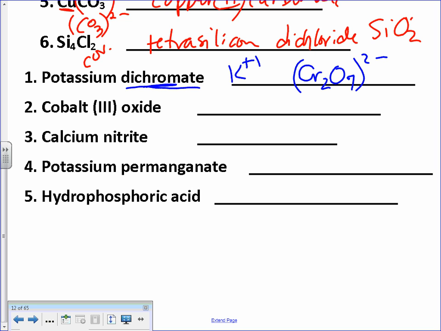So what do you get when we put it together? K2, parentheses, Cr2O7. And you don't have to put the parentheses, but I'm leaving it to show it's potassium dichromate. It's got a long last name. Next one, ionic or covalent, first of all?